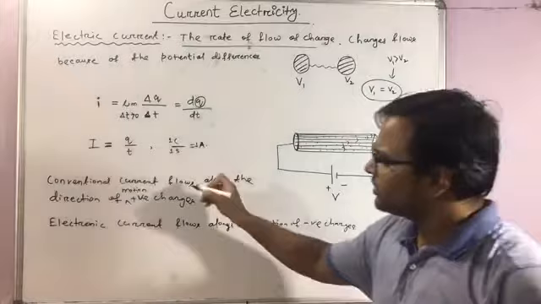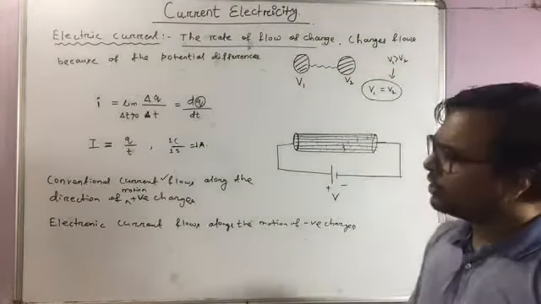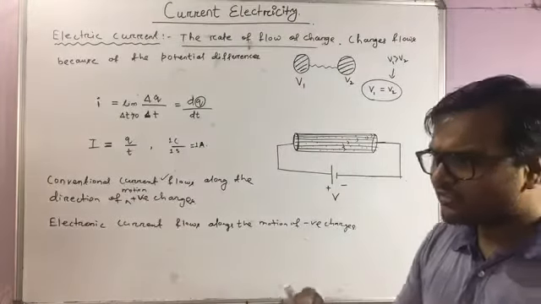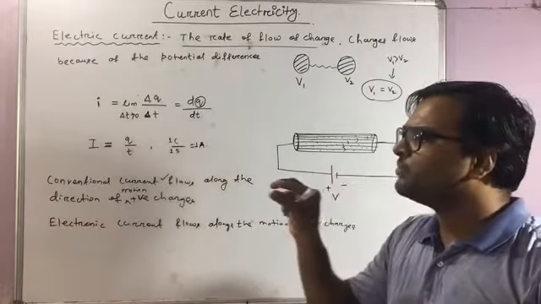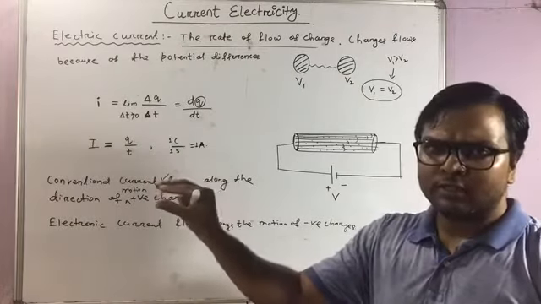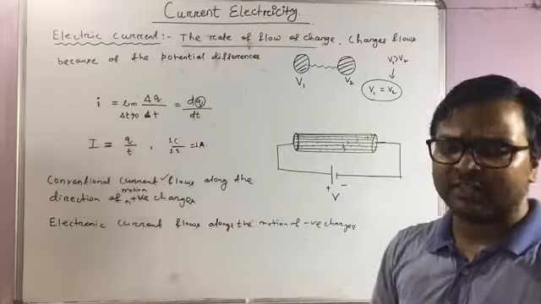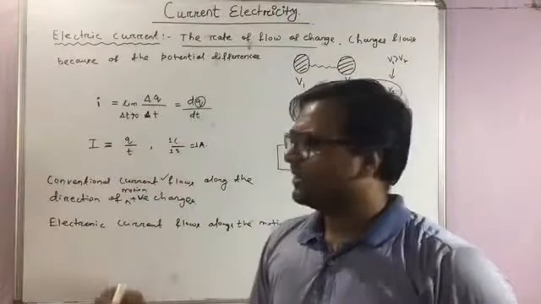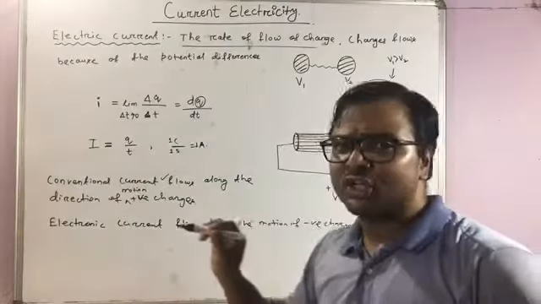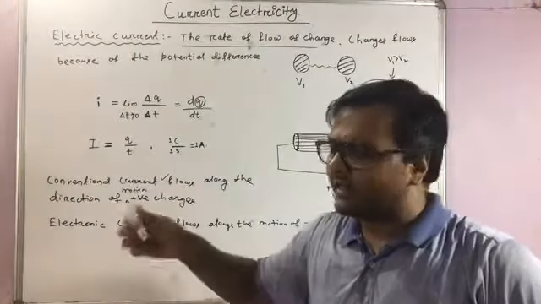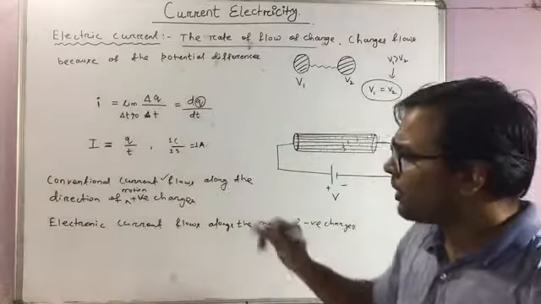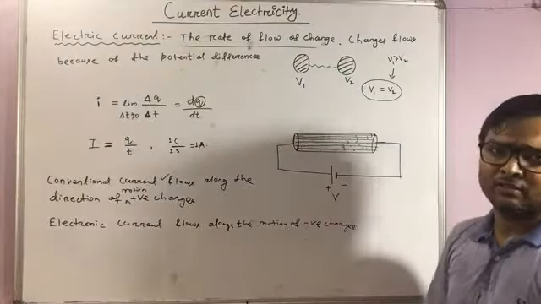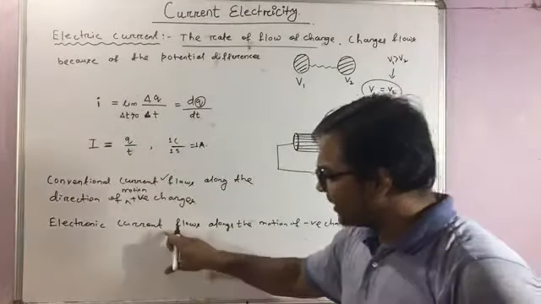Earlier, we know this conventional current. Conventional current is what? It is the direction in which the positive charges move if there is a potential difference. That is the direction of the flow of the positive charges. If in that direction we consider the current, then that current is called your conventional current. Got it?